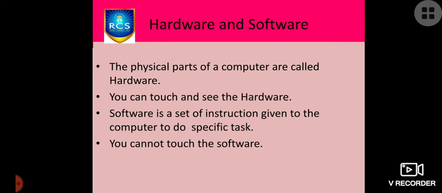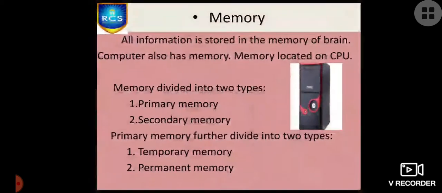Next one is hardware and software. The physical parts of a computer are called hardware. You can touch and see the hardware. Software is a set of instructions given to the computer to do specific tasks. You cannot touch the software.